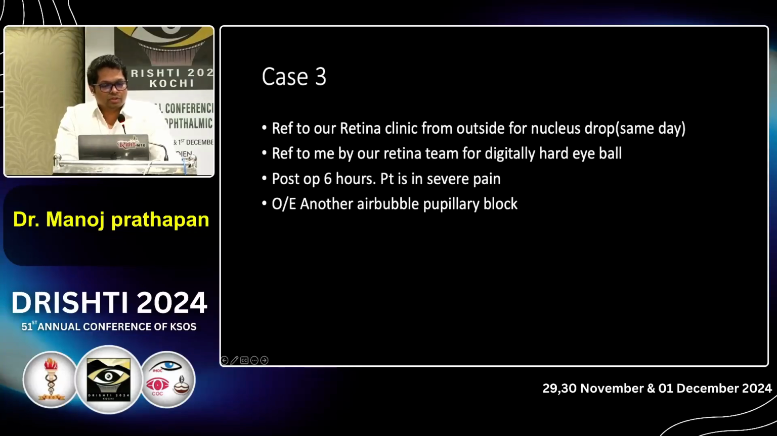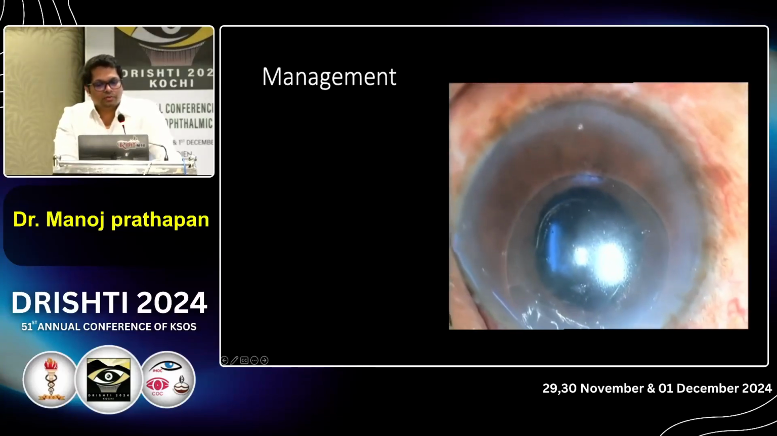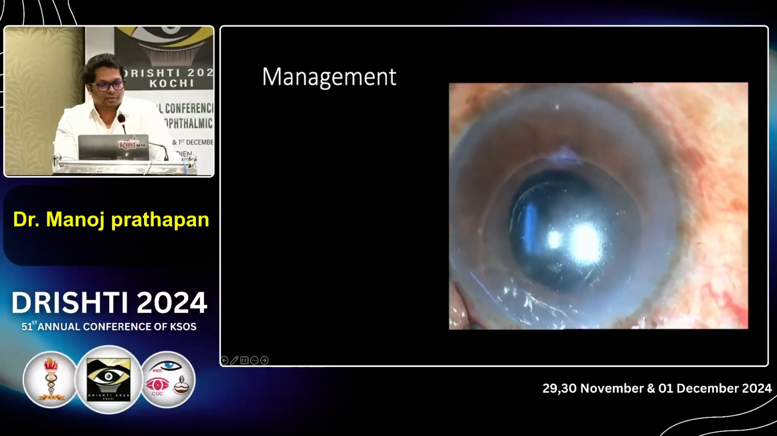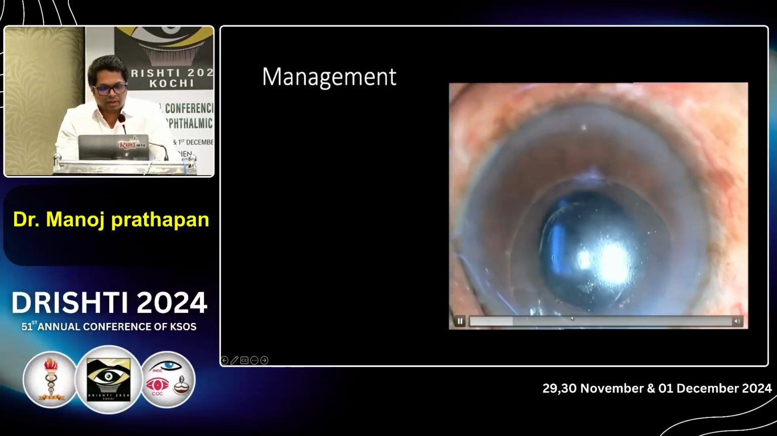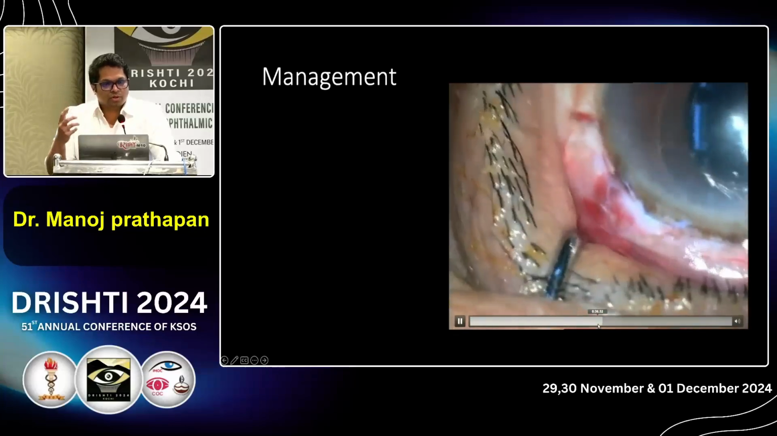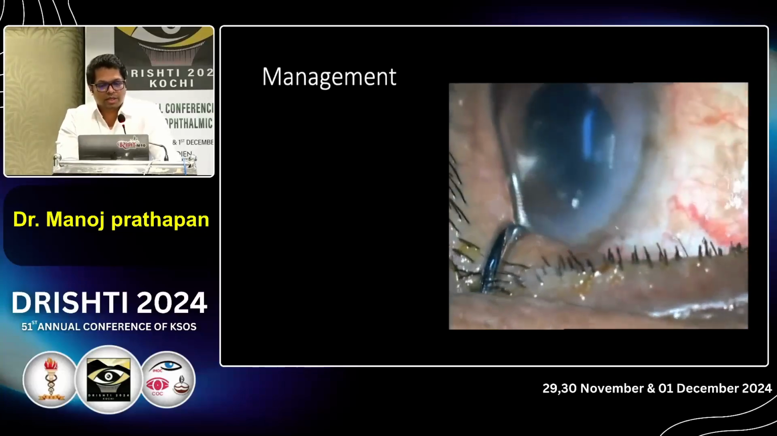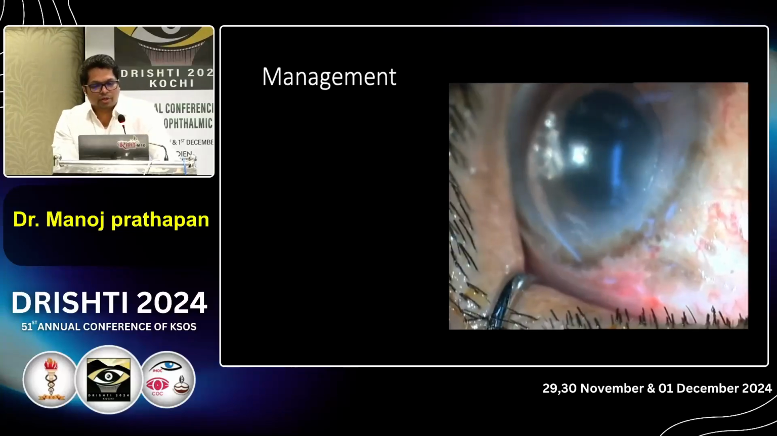This patient was referred to us by the retinal colleagues, who was referred from outside for a nucleus drop on the same day. Patient was referred to glaucoma clinic for digitally hard eye. This patient was not amenable to positioning, so we took up the patient for removal of the air. When you remove the air for burping, make sure that the eye is positioned so that the air bubble comes towards the opening. Here there is already a pre-existing side port entry. Use the same side port entry to allow the air to come out, or else you can use an MVR blade or side port blade to let the air out.